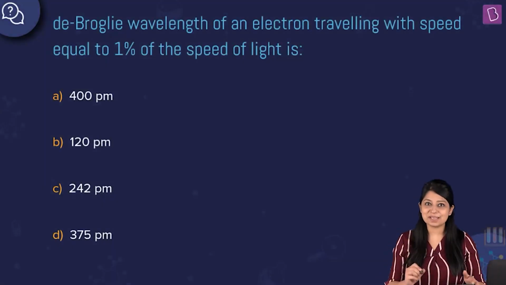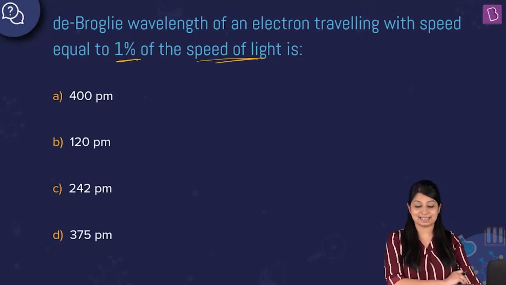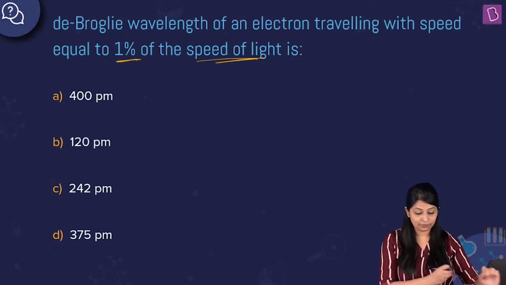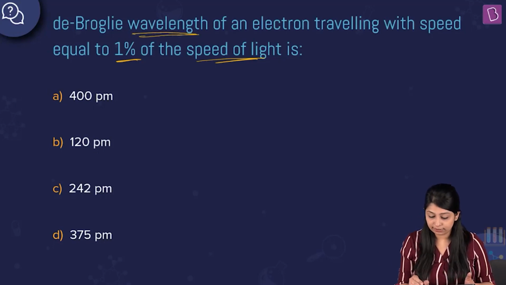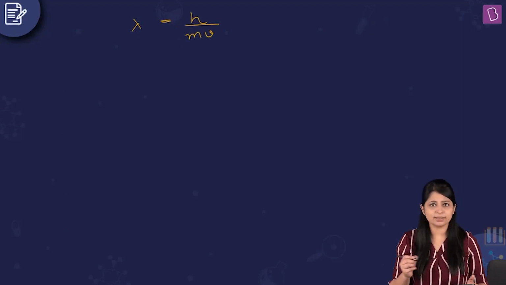Let's have a look at this question. De-Broglie wavelength of an electron traveling with speed equal to 1% of speed of light is. Okay, so what do we have to find? We have to find the de-Broglie wavelength of an electron. So what is de-Broglie wavelength? It is equal to h upon mv. Right? It's very easy.